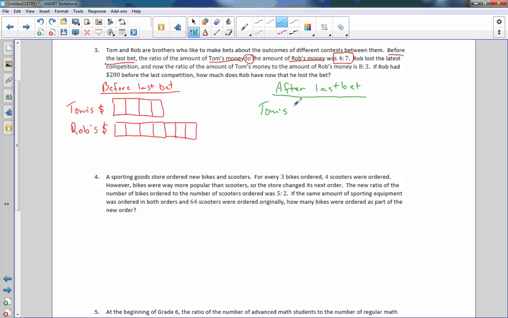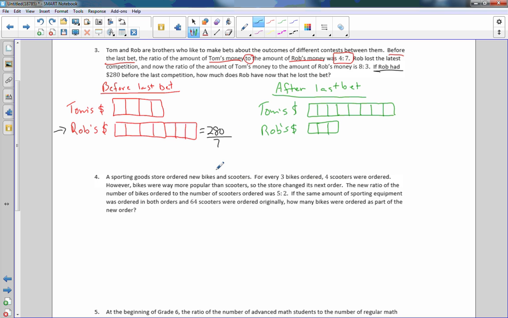So Tom's money, Rob's money, 1, 2, 3, 4, 5, 6, 7, 8 to 3. Okay, 8 and 3 is 11. 4 and 7 is 11. So now it says if Rob had $280 before the last competition, so we're talking about who here? Rob, that's here. Before the last competition, he had $280. So 1, 2, 3, 4, 5, 6, 7.